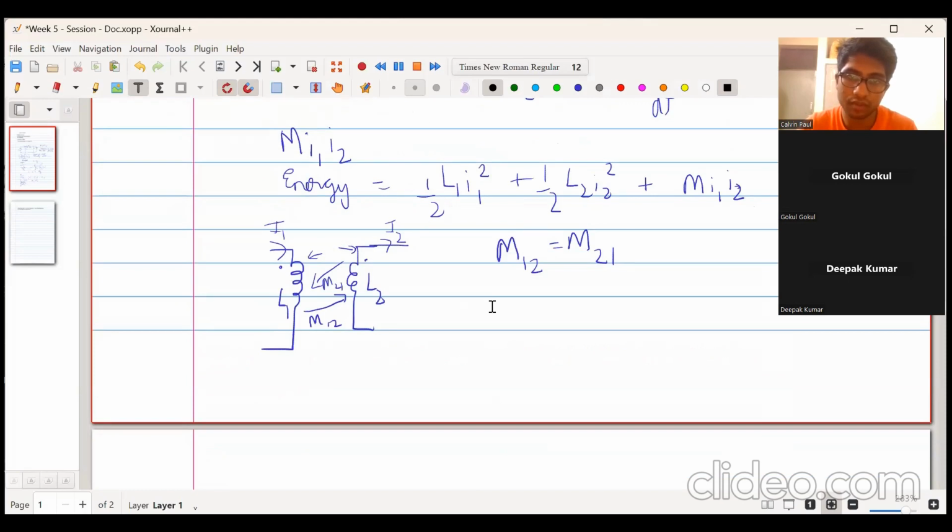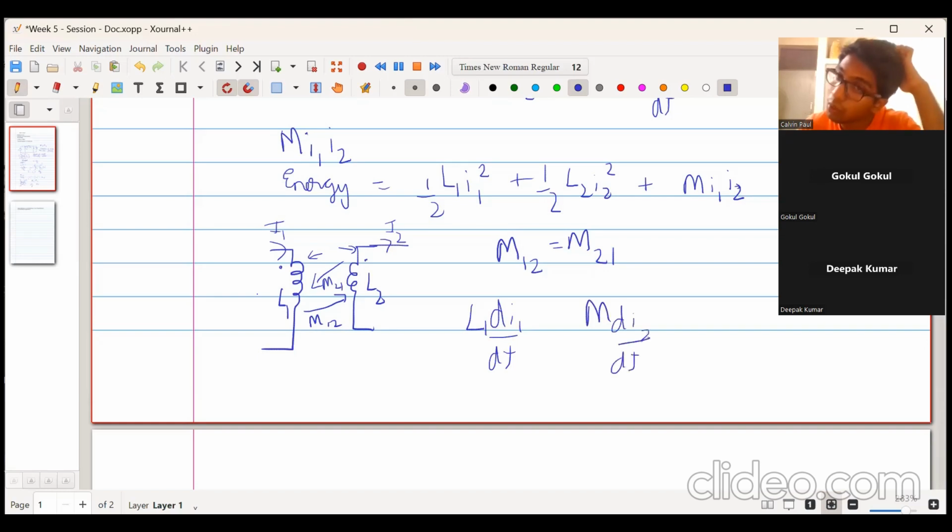For this coil L1, the drop across this inductor L1 is L1 di1/dt. That is one part of it. Another part is M into di2 upon dt.